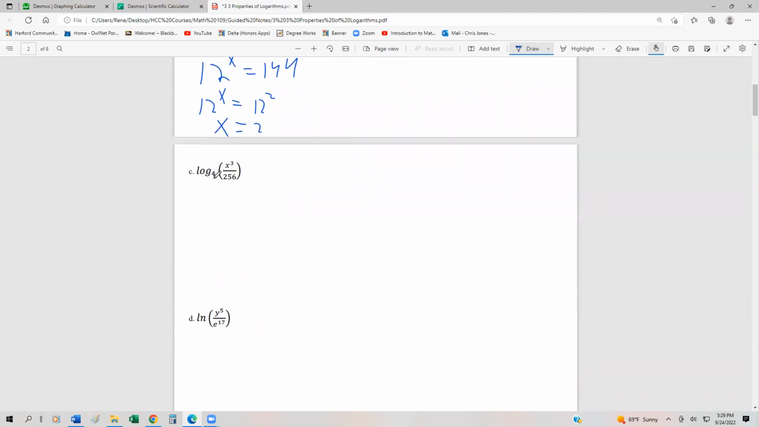In a similar fashion, we have log base 4 of x cubed over 256. Now we're dividing, and whenever we divide, we subtract. So this could be written as log base 4 of x cubed minus log base 4 of 256. This is where we want to see if we can simplify these at all. One thing we could do is take this exponent of 3 and move it in front if we wanted to. So another way to write this would be 3 log base 4 of x.